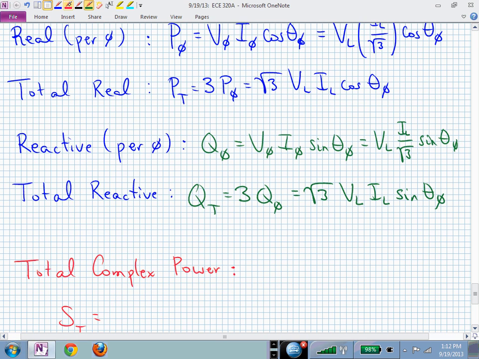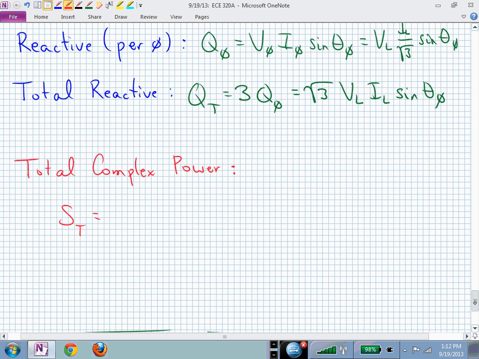And if we want the total complex power, we just add together horizontal and vertical pieces. The total is the horizontal real part. The vertical is Q. If Q is positive, what kind of a load did we have? Inductive or capacitive? If Q is positive. Inductive, right? We're going up. That means it's inductive in our Q.